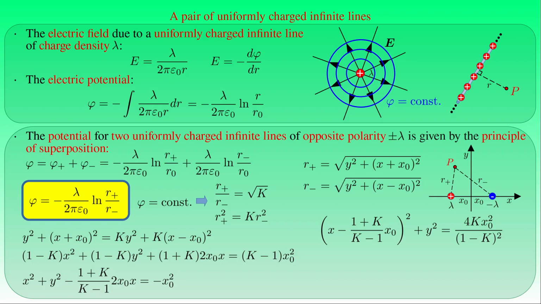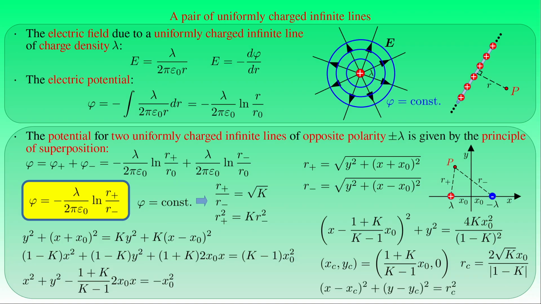Now we introduce the notation x_c defined by (1 plus k)/(k minus 1) times x0, and the notation y_c simply set to 0. The notation r_c can also be defined by 2 times the square root of k times x0 over the magnitude of 1 minus k, and we substitute the three constants into the last expression. As a result, we obtain an equation stating that the square of the difference between the x-coordinate and x_c, plus the square of the difference between the y-coordinate and y_c, is equal to the square of r_c, which is the equation of a circle in the xy plane. The center of the circle is defined by the coordinates x_c and y_c, whereas its radius is given by r_c.